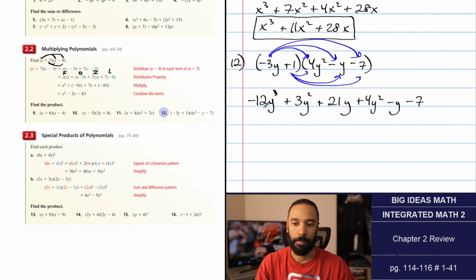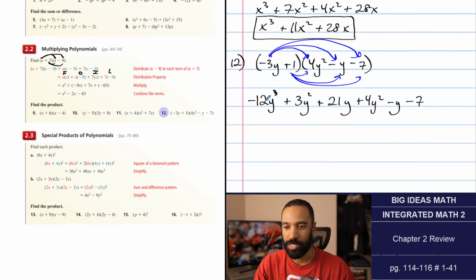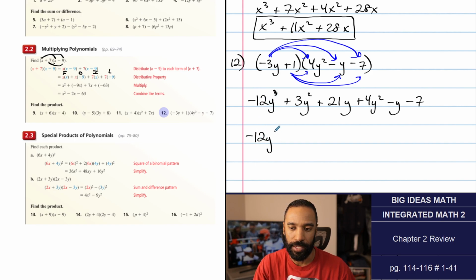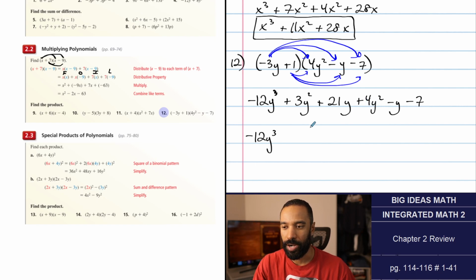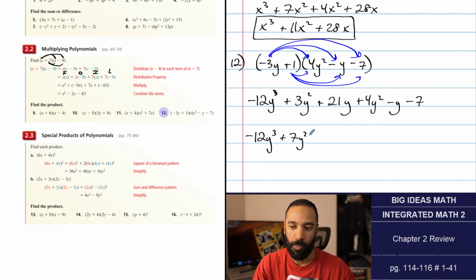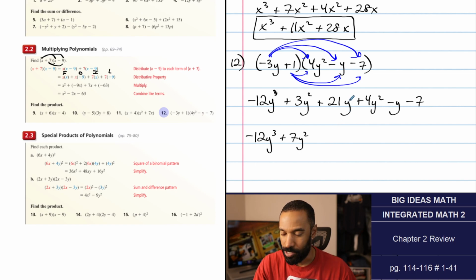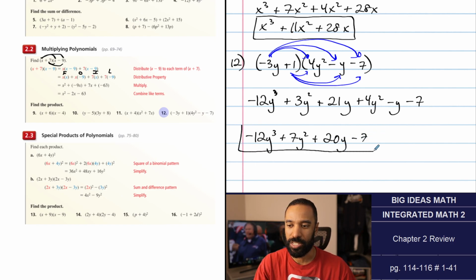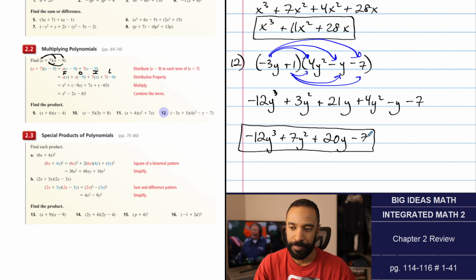So now as I combine like terms, I will get, this is a first term that doesn't combine with anything, so negative 12y cubed. Now 3y squared adds with 4y squared to get 7y squared. 21y minus 1y, it's not 21. You don't eliminate the y's, it's 20y. Again, I'm kind of stating the things that I would see from a student. And then the minus 7 doesn't combine with anything there.